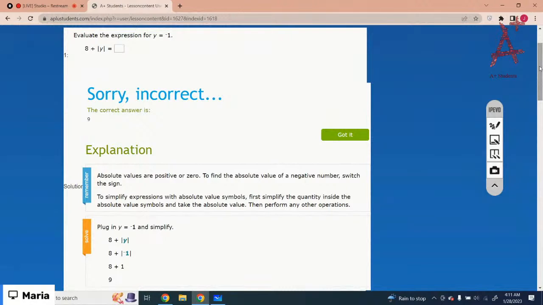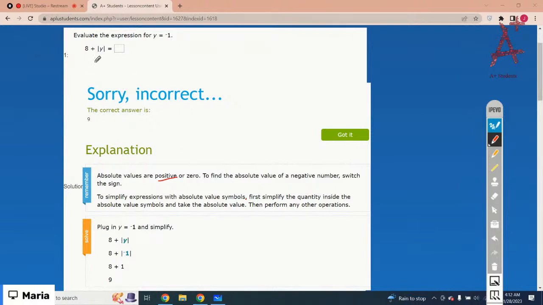So here is the definition. You can note down the definition. Absolute values are positive or zero. To find the absolute value of a negative number, switch the sign. That means the absolute values are all the positive values. To simplify an expression with absolute value symbols, first simplify the quantity inside the absolute value symbol and take the absolute value. Then perform any other operations. Got it?